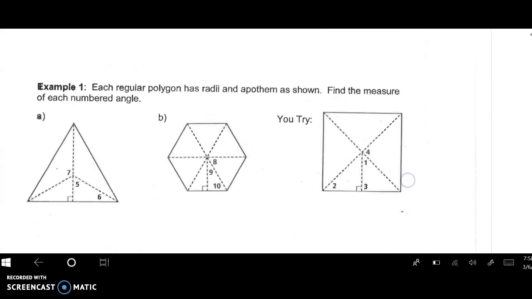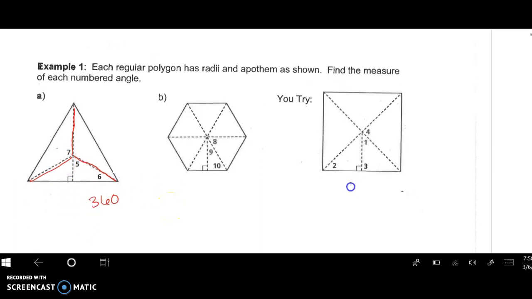So on this first example, you're just going through and figuring out if you divide this up into 3 congruent triangles, how much would each central angle be? You're just finding the angle measures on this first example. So 360 divided by 3 congruent central angles. Each one of those will be 120. So 7 would be 120.